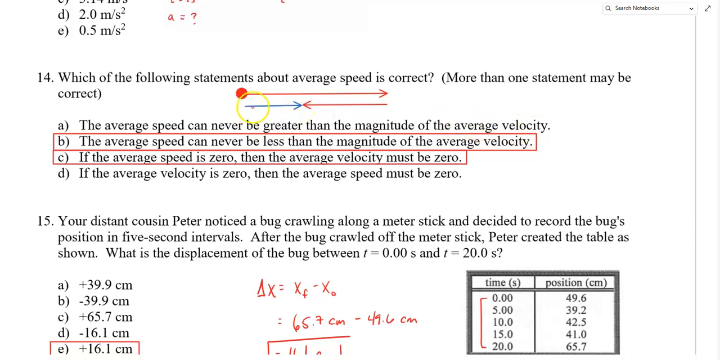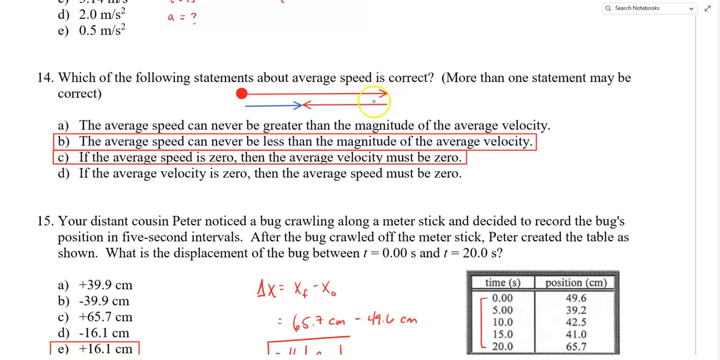So velocity in this case, if I traveled this distance in some amount of time, well, that's a very small velocity. But if I traveled the red distance in the same amount of time, ended in the same location, then the speed would be much greater than the velocity itself.